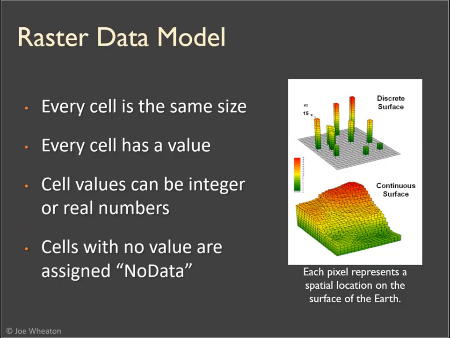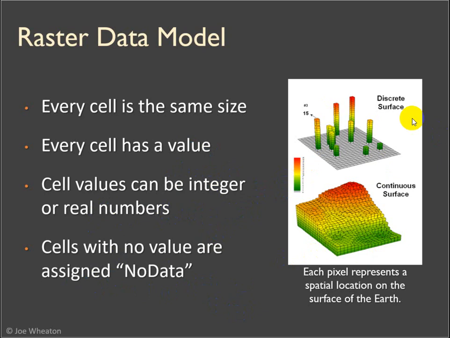All right, so raster data models. Every cell, like I said, is the exact same size. Now, between different rasters, cells can have different sizes, but in any given raster surface, it's a very uniform grid. Every cell, like I said, has to have a value. The values can be integer or real numbers. Categorical data is always going to be an integer. Real numbers means it's got a decimal and can float. And then, like I said, cells with no value are assigned no data.